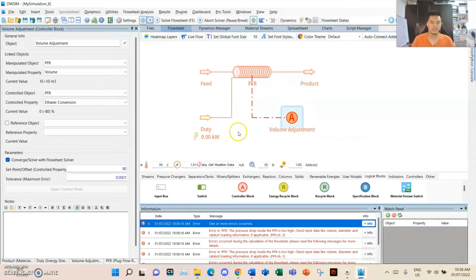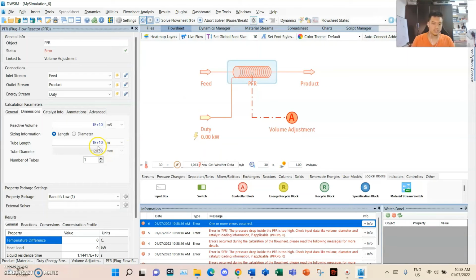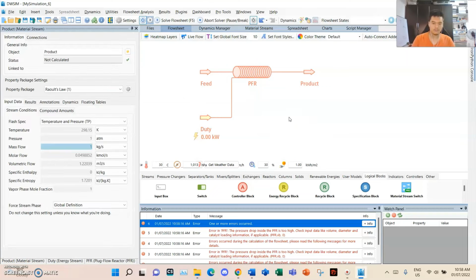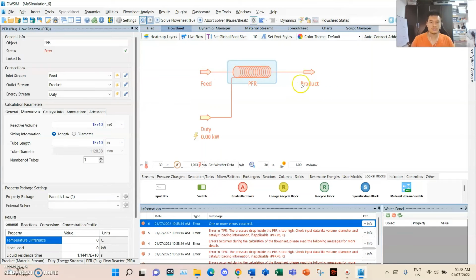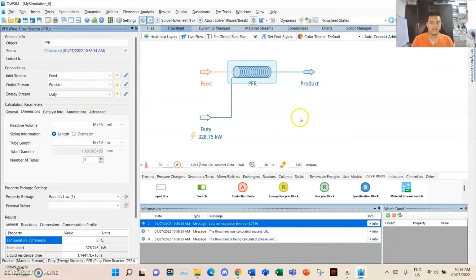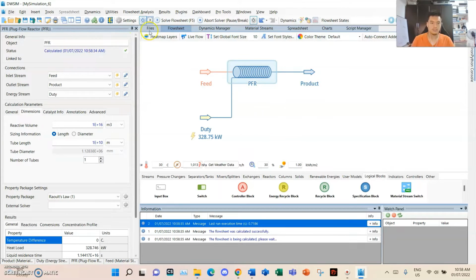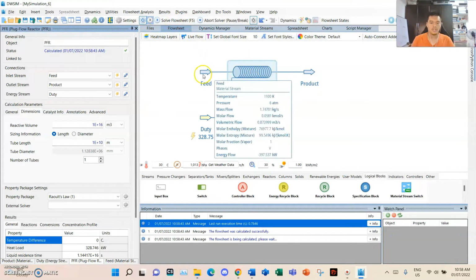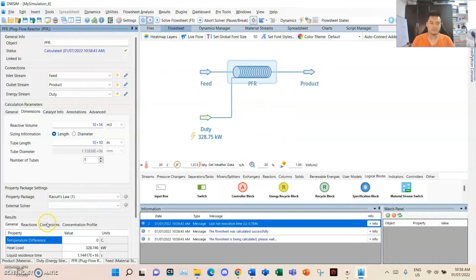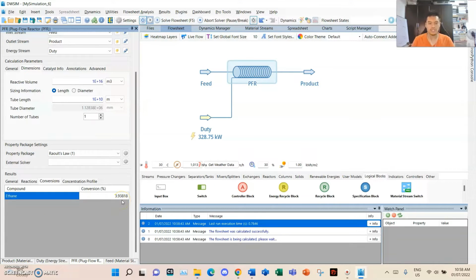It is still too high, so we need to adjust it a bit. Wait, let me delete this first. We need to first try to let this flow for a while. So we'll put here 16, and our flowsheet is calculated successfully. Now it is calculated successfully, and our conversion is around 3%. So such a large volume and large tube length, and still the same.